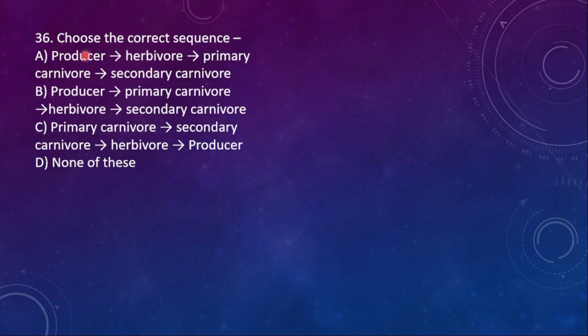36th question. Choose the correct sequence. A. Producer, herbivore, primary carnivore and secondary carnivore. B. A itself is correct here. So for 36, option A is correct.